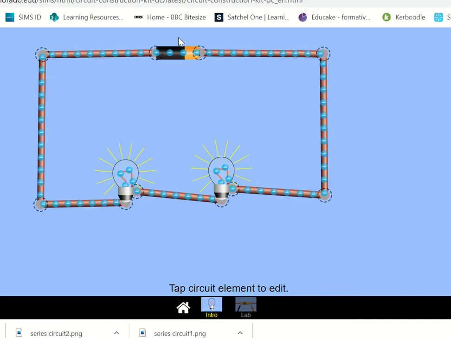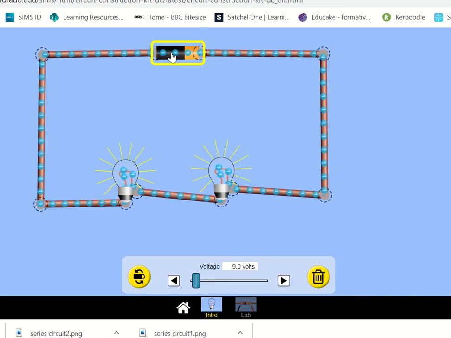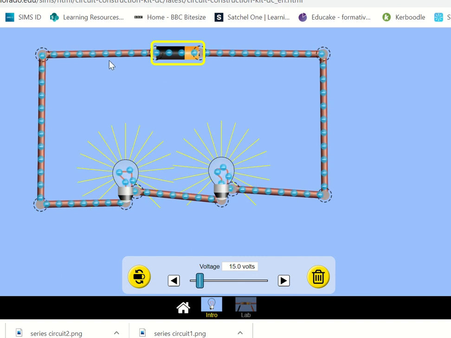So the battery is supplying a potential difference or a voltage, and what that is doing is it's causing the electrons to move, and as the electrons move through the circuit, they supply energy to the lamps and therefore they light up. If I was to increase, maybe if I can, there we go. If I was to increase the potential difference or the voltage, you can see the electrons have more energy now, and so they speed up, they flow faster, the current's increased.